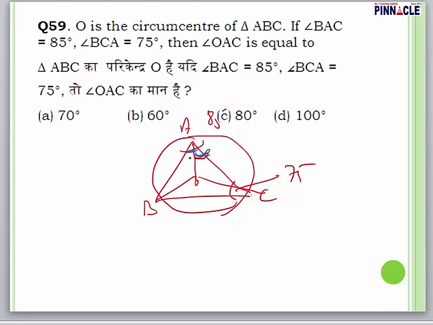Now if it is 85, then the central angle would be equal to 170. Why? Because the angle formed at the center is double as compared to the angle formed at the circumference. And these are radii, so radii are equal. It means this would be an isosceles triangle and these two angles would be equal. If this is 170, then the sum of these two would be 10. So 170 plus 10, that is 180. It means 5 degree and 5 degree. If this is 5 degree and entire is 75, then it would be equal to 70 degree. And these are radii, so they are equal, and it means these angles are also equal. So 70 degree is the answer. Answer is A.